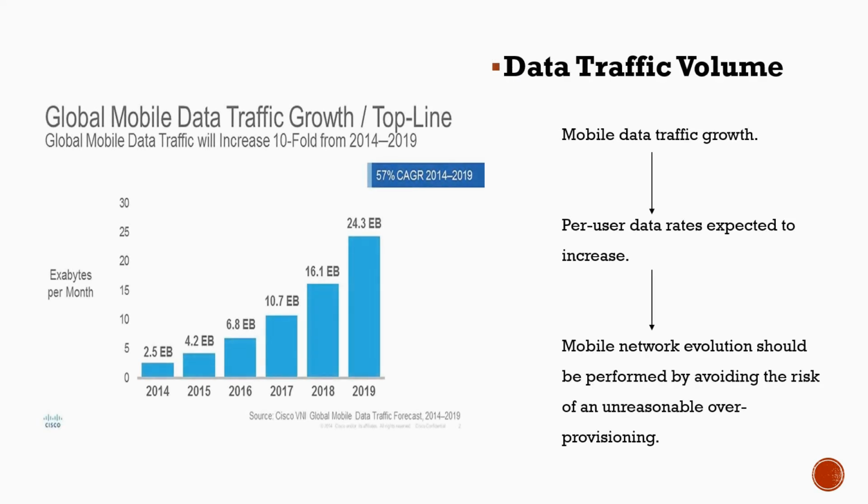Firstly, the data traffic volume. The data traffic volume is expected to experience an exponential growth in the future. This indicates that the per-user data rates and density of mobile networks are expected to increase to the capacity that is more than today. This issue is important from the aspect of green design, as the mobile network evolution should be performed by avoiding the risk of an unreasonable over-provisioning of the network that is, in this case, will become more unsustainable in terms of costs.